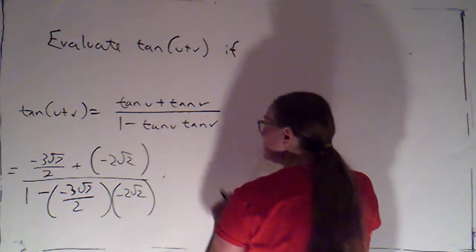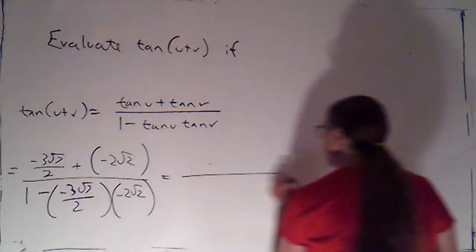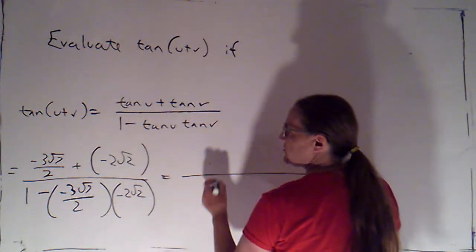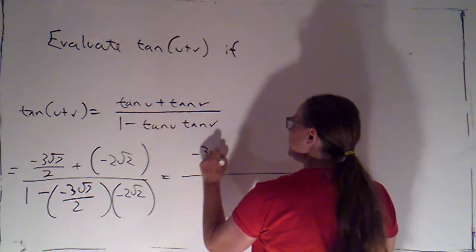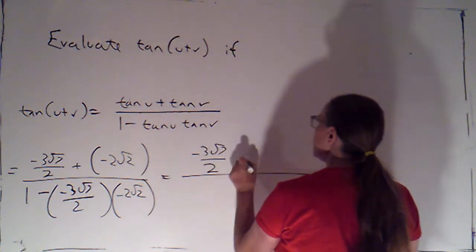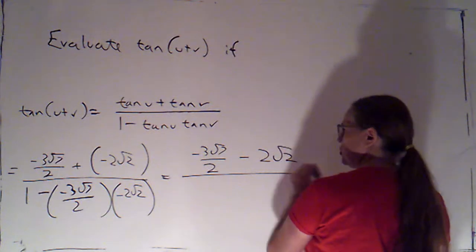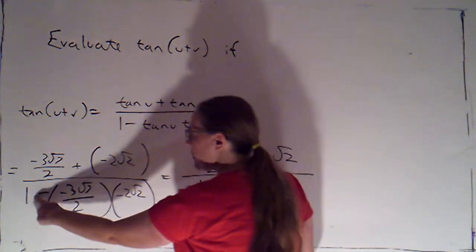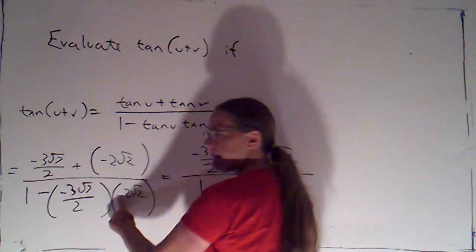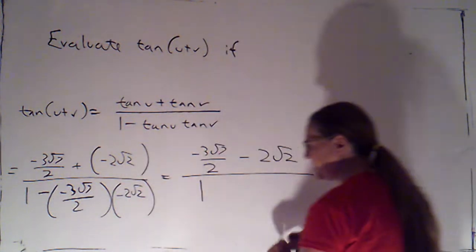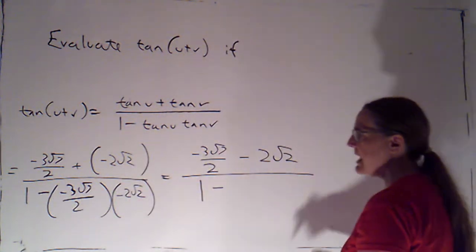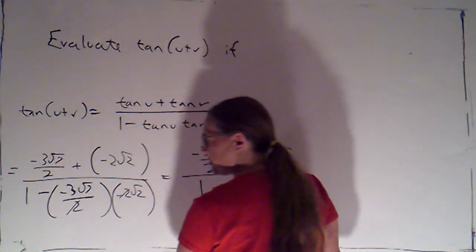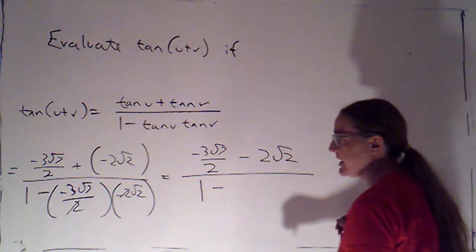Okay, so let's just start out by getting rid of these parentheses and doing that multiplication. So I've got negative 3 root 7 over 2 minus 2 root 2 over 1, and then I've got 1, 2, 3 negative signs here. So it's still going to be subtraction. Okay. But let's do that multiplication. Looks like this 2 will cancel with that 2. That's kind of nice.